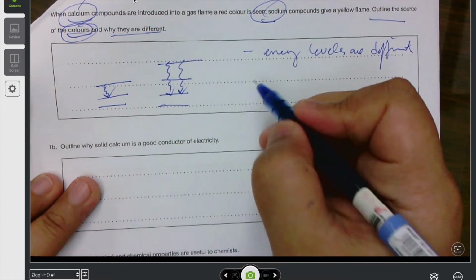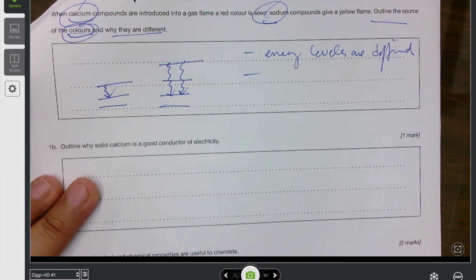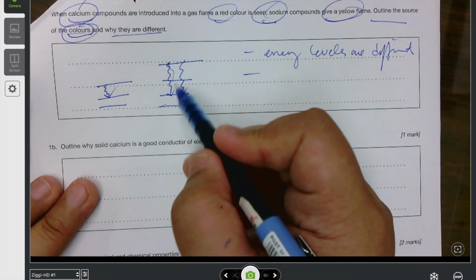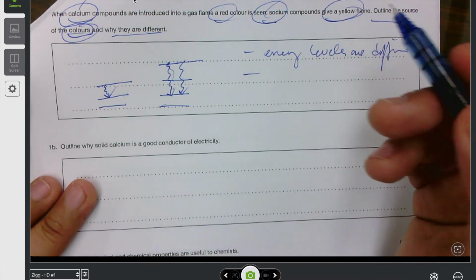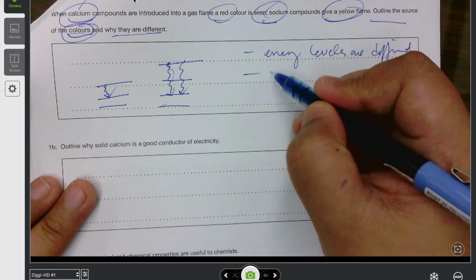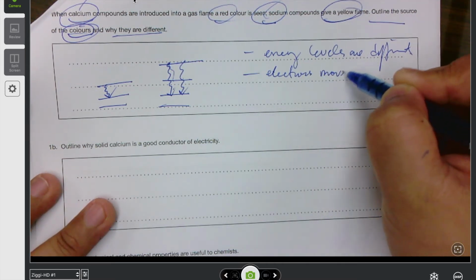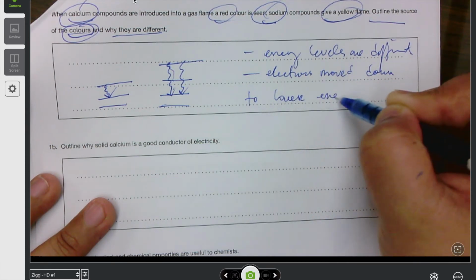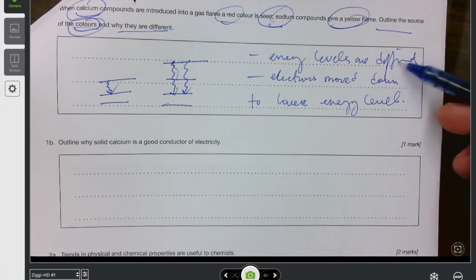Another answer, which one will emit? Red and yellow. So sodium is yellow, calcium is red. What's the other answer? Energy levels are different. Electrons move down to a lower energy level, 2 marks. Energy levels are different. Electrons move down, not move down.